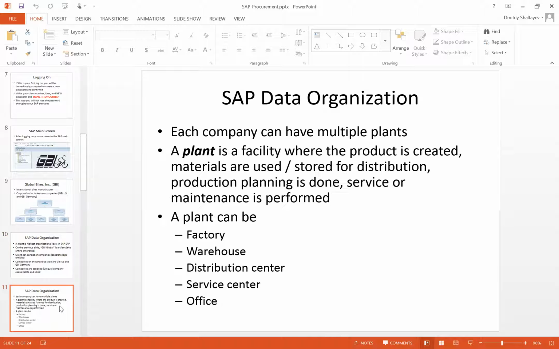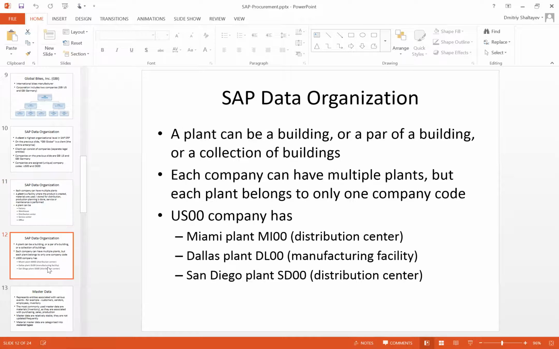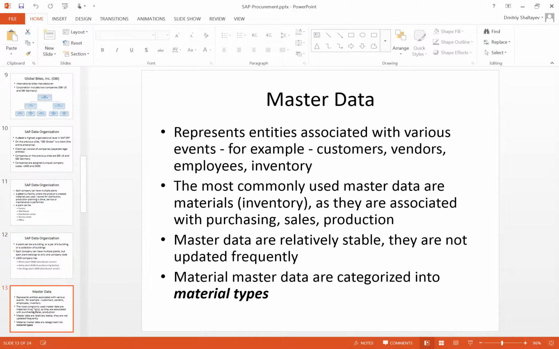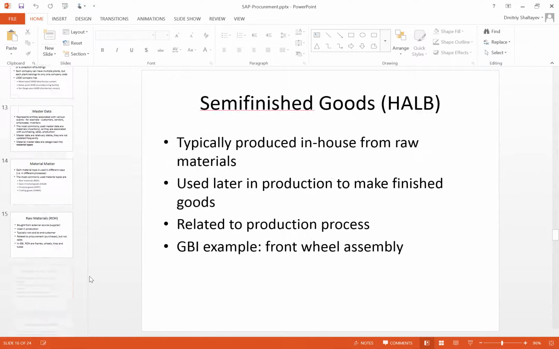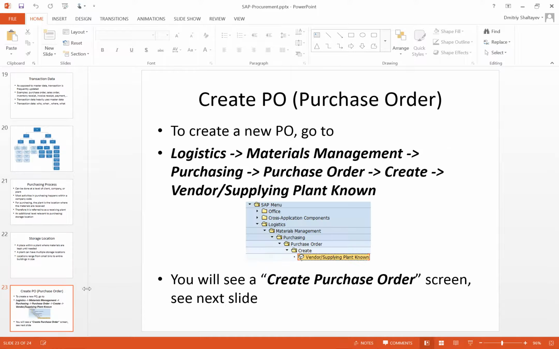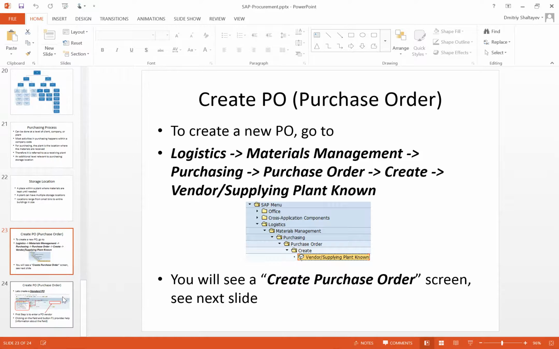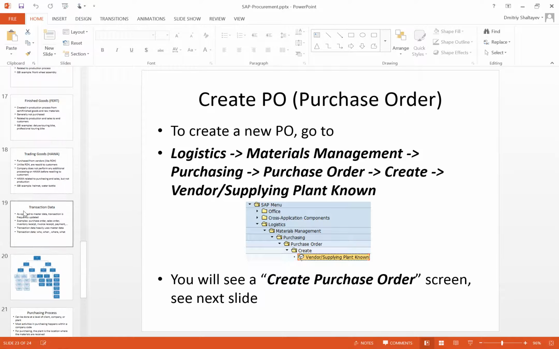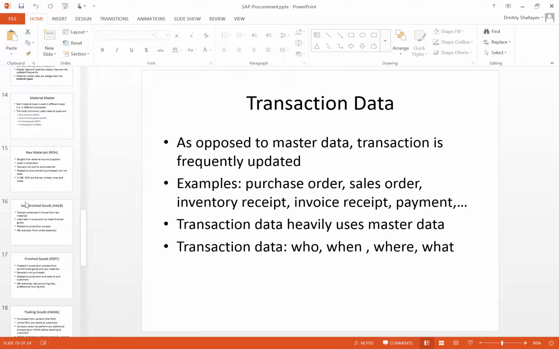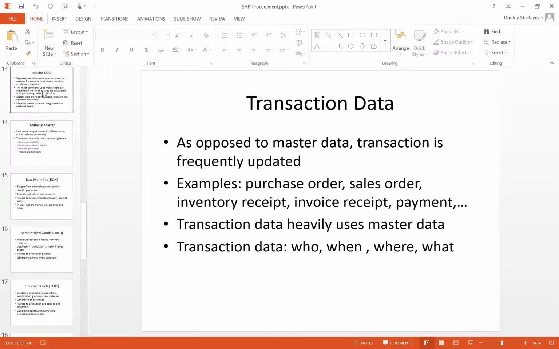Okay, so let's move further. All right, that's something that we just discussed. Now let's discuss types of data that is being held by your typical ERP system. There are two types: master data and transaction data. So we have a slide on transaction data somewhere here. Yeah, right here. Okay, so let's first discuss what master data is.